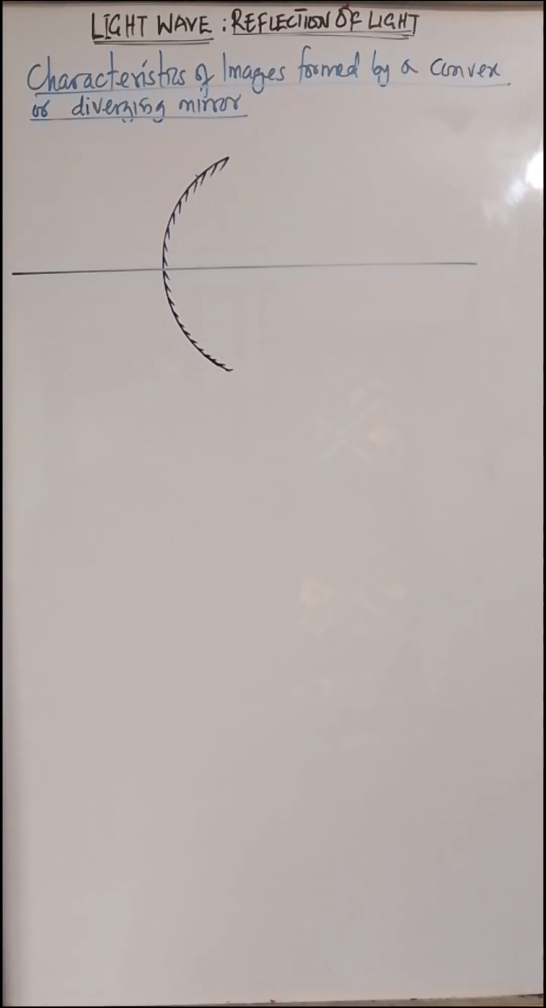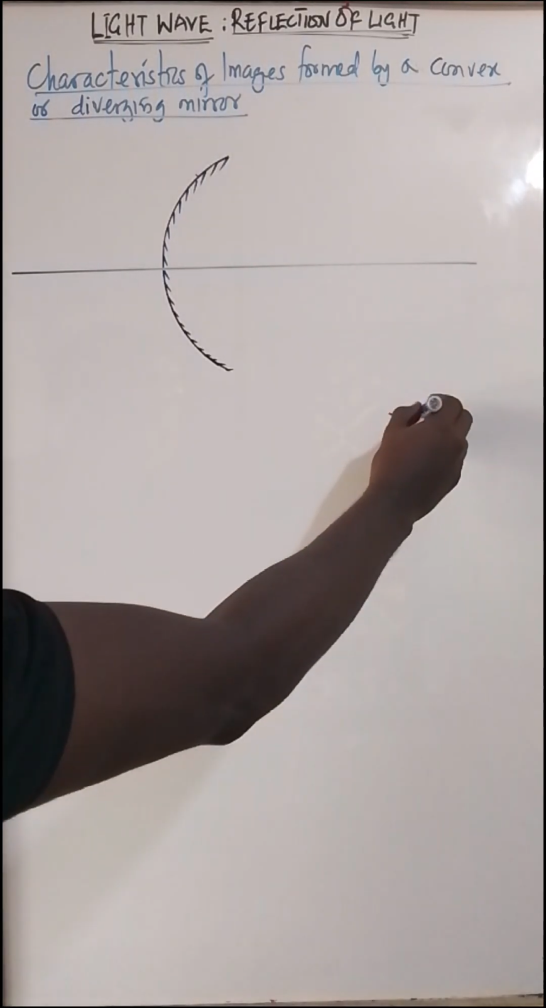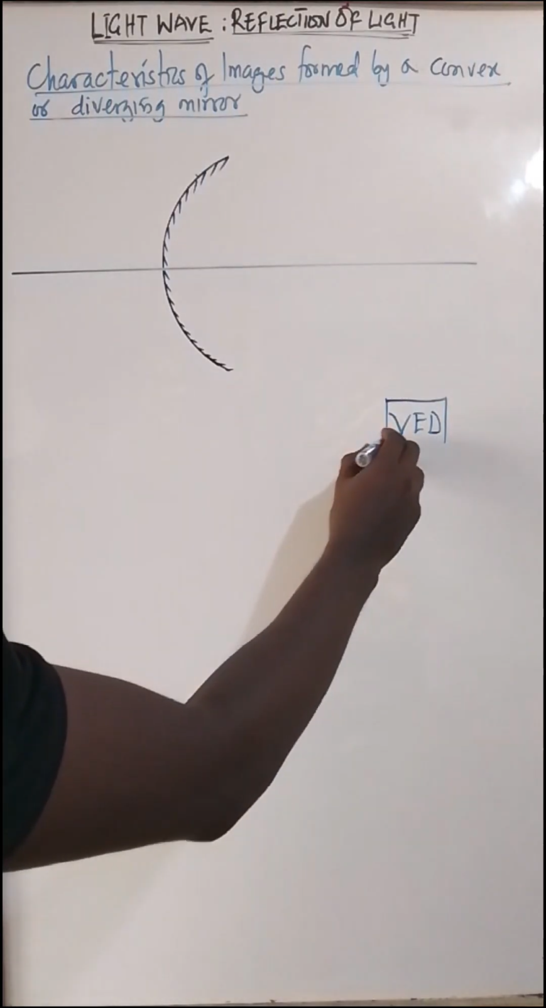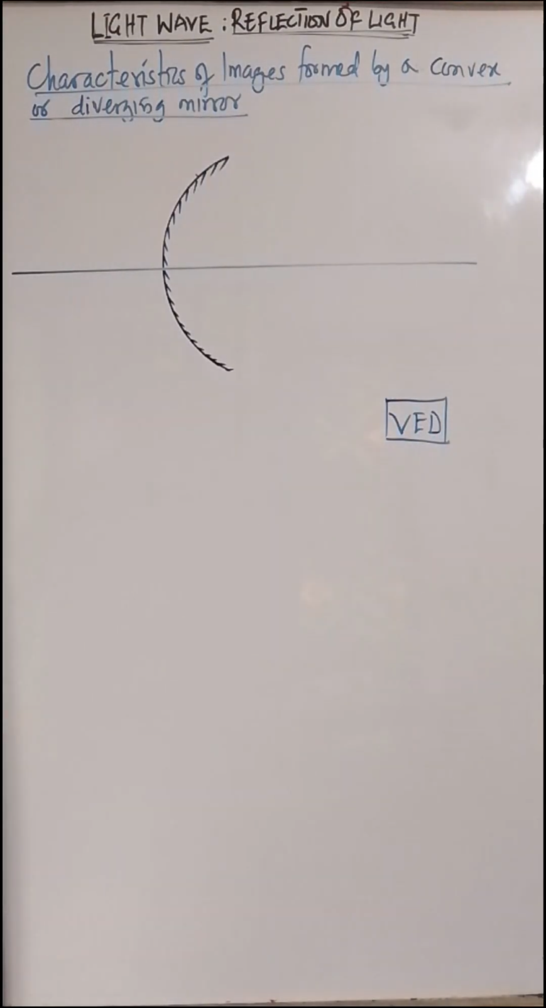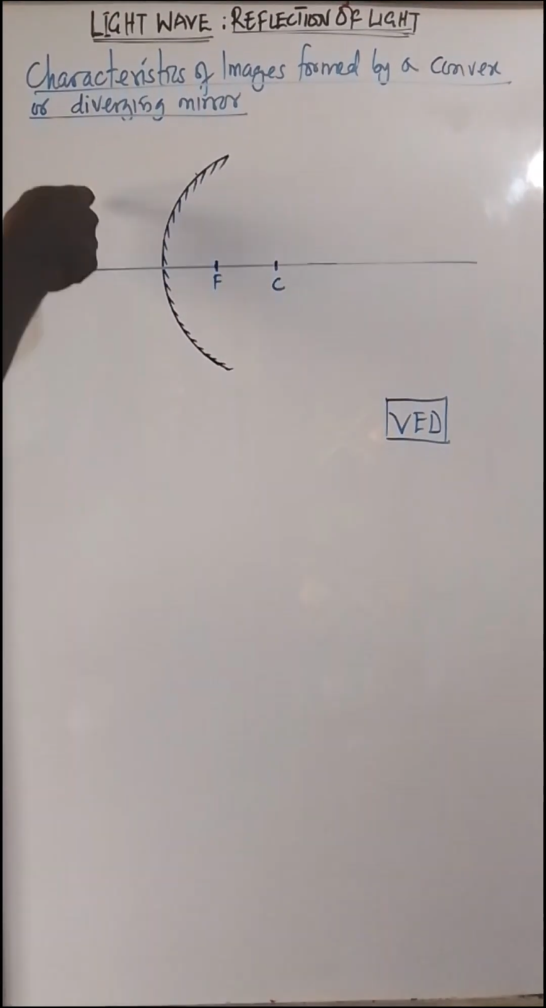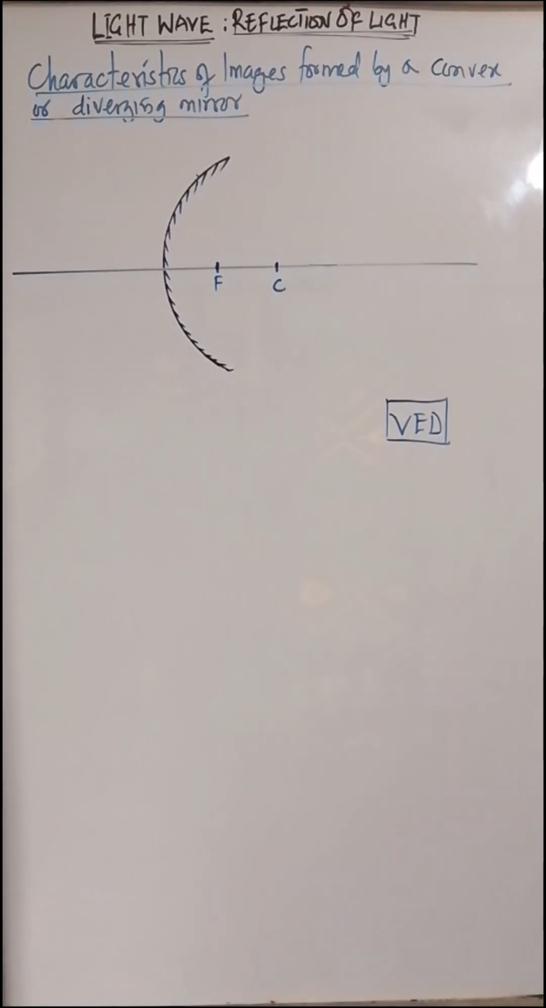But the good news is, unlike the concave mirror, for a convex mirror, no matter where the object is placed, the characteristics of the image formed are always what? The same, and which is what? VED: virtual, erect, and diminished. Let's show it. Principal focus, center of curvature. Let's place the object here.